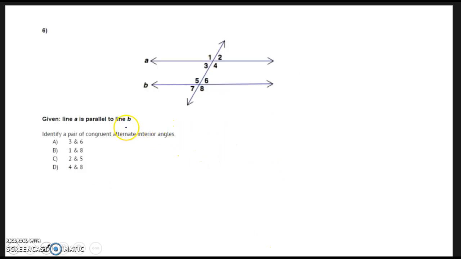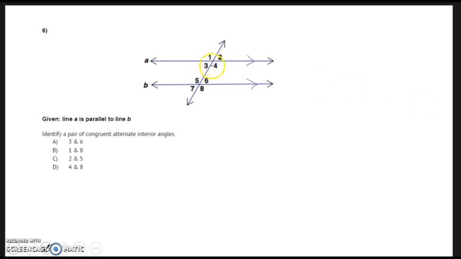Now in number 6, we are given that line A is parallel to line B. We know that those lines are parallel. We want to identify a pair of congruent alternate interior angles. Remember, alternate interior angles are just like it sounds. They're on opposite sides of the transversal, alternate sides, but they are interior. They are inside the parallel lines.